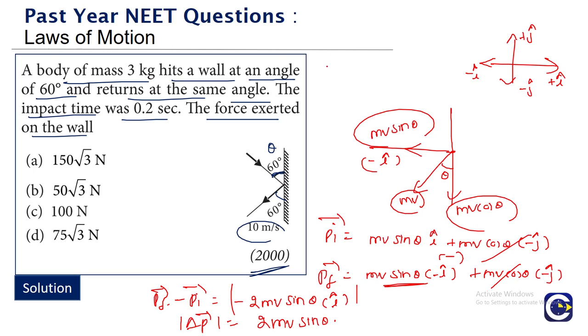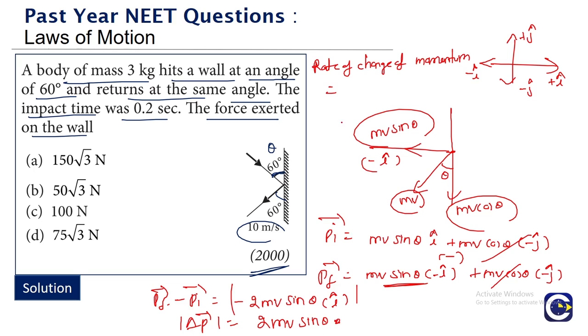And rate of change of momentum, because this change of momentum is happening in the time for which the body is in contact with the wall. What is the time? 0.2 seconds. Okay, so rate of change of momentum will be what? The force acting on the body, isn't it?